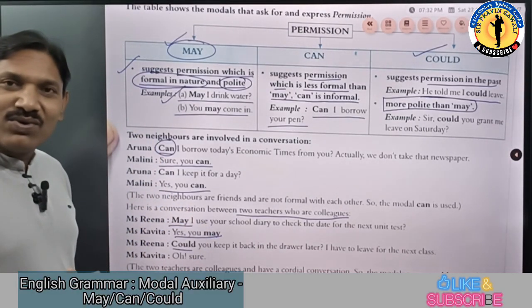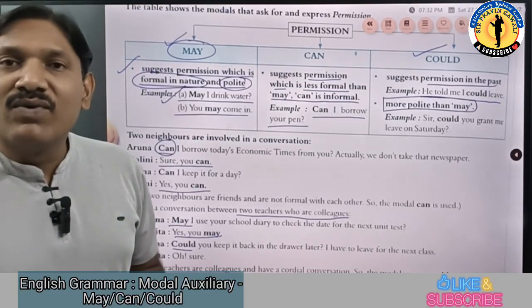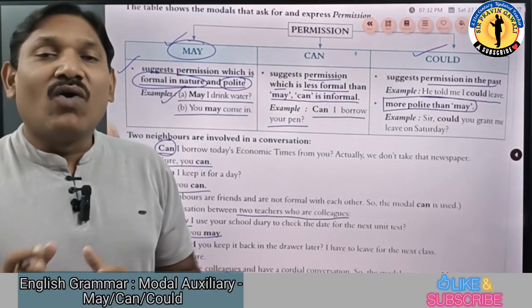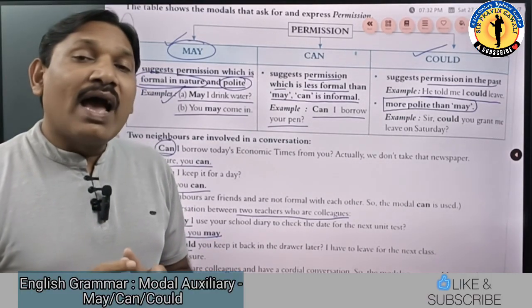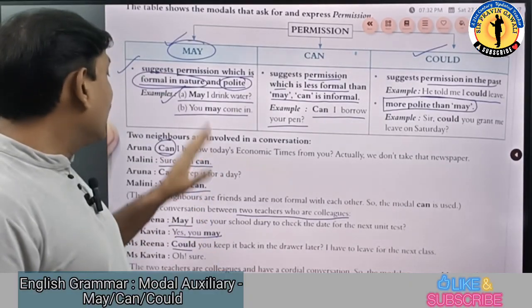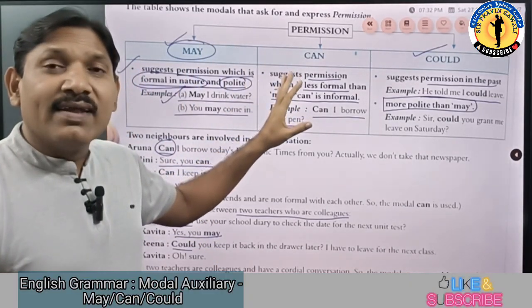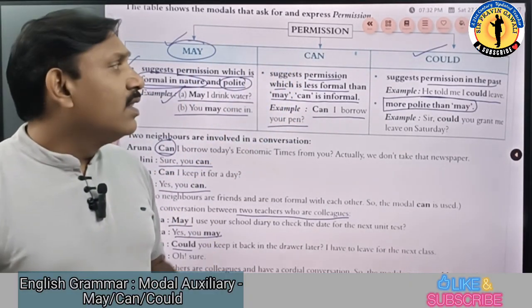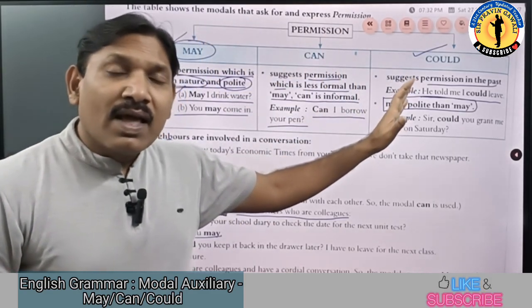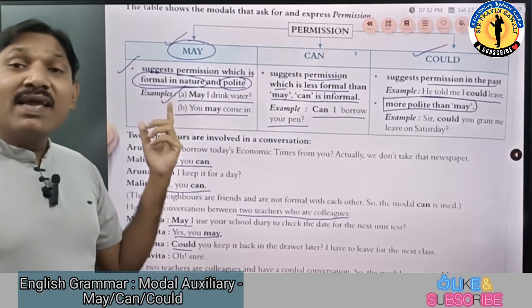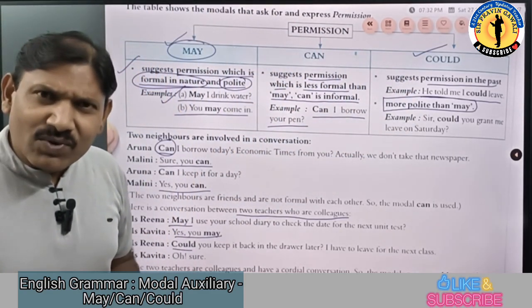Okay students, have you understood? So here two conversations have been shown. One is informal and the other one is formal. So when we are having an informal conversation, we can use can as a modal there. And when it is more formal, then we can use could, and we can use may as well. Okay students, have you understood? Very good.